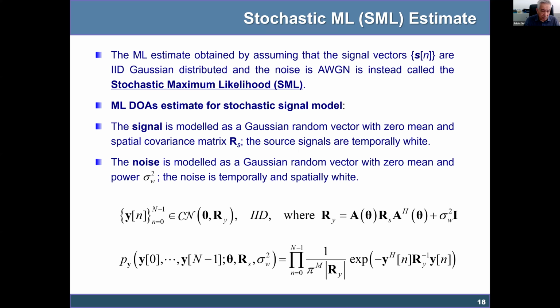So if we assume that the signal is modeled as a Gaussian random vector with zero mean, and the spatial covariance matrix is Rs, so Rs is the spatial covariance matrix of the sources. If the processes are white processes, the sources are temporally white processes. So they are white in time, but obviously not in space.